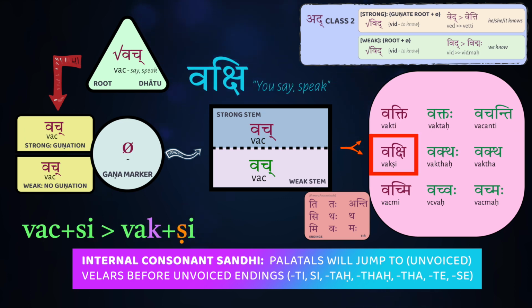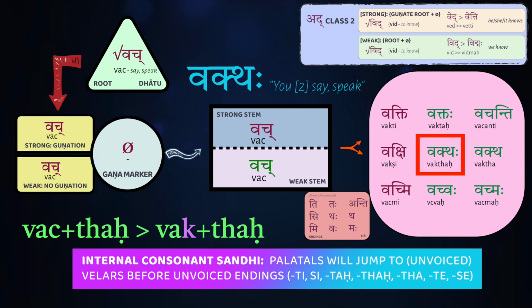In the second person singular, you have to add the ending si to the strong stem vach. Here something even more peculiar happens. First, the cha becomes a gakara, of course, and then you have vak. But then the dental sibilant s in your ending is going to jump into becoming a retroflex, and we get the form vakshi. Why does that happen? Don't ask me, I'm not really sure. All I can tell you is, hey, sandhi rules.